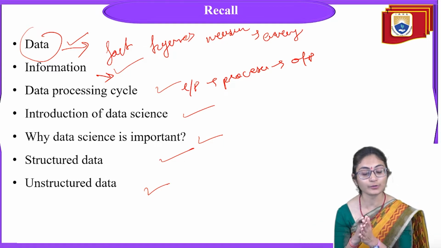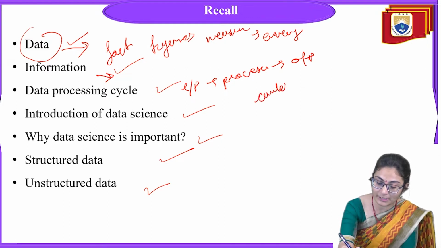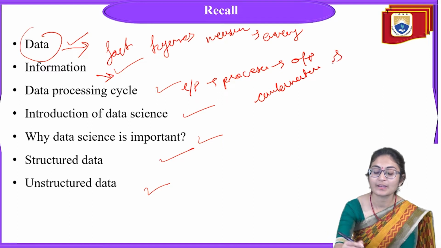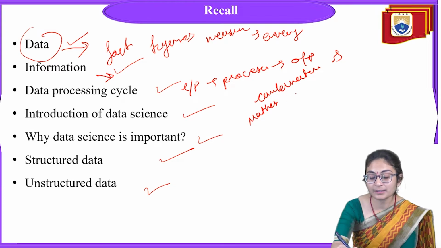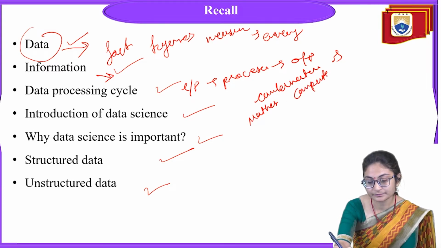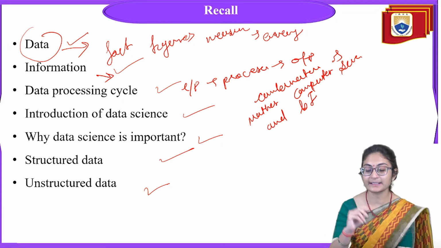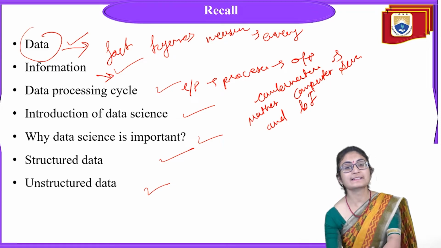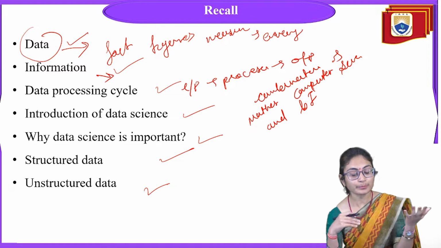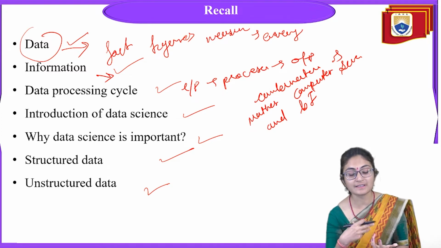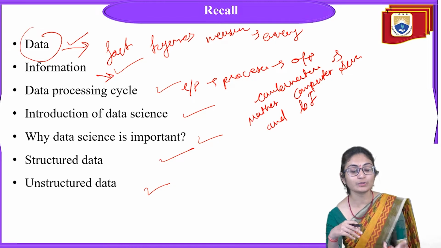Then we have seen the introduction of data science. Actually, data science is the combination of mathematics, then computer science, and we can say business intelligence. It is the combination of statistical mathematics, computer science and business intelligence. That means data science contains various methods like statistical methods, probabilities. All these things are included in data science.